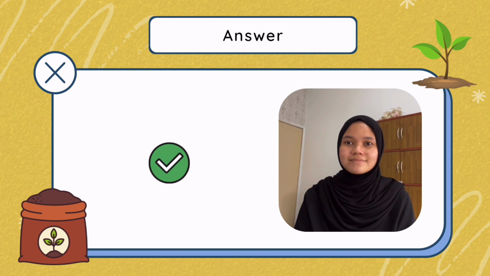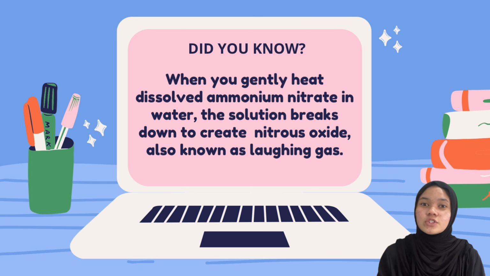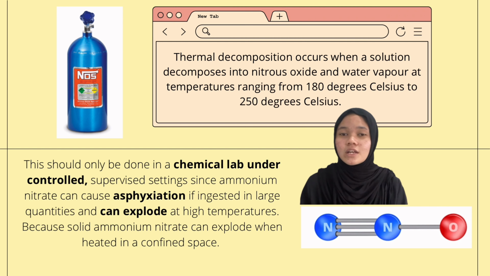during nitrification. Did you know that when you gently heat dissolved ammonium nitrate in water, the solution breaks down to create nitrous oxide, also known as laughing gas? It is because thermal decomposition occurs when a solution decomposes into nitrous oxide and water vapor at temperatures ranging from 180 degrees Celsius to 250 degrees Celsius, but this should only be done in a chemical lab under controlled, supervised settings, since ammonium nitrate can cause asphyxiation if ingested in large quantities and can explode at high temperature.